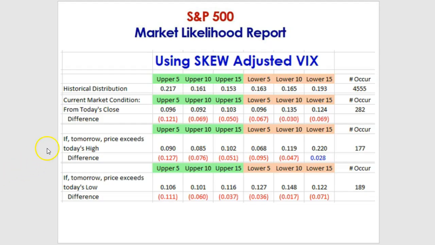Okay, and we're back. So, you can see that the upper band was struck 9.6% of the time, far less often than the baseline benchmark of 21.7. That distance was 12.1. That's a lot. That upper band is not struck very often when this market condition occurs. The upper 10-day band, only 9.2%. The upper 15, 10.3. All 3 upper bands struck quite dramatically less often than the benchmark.